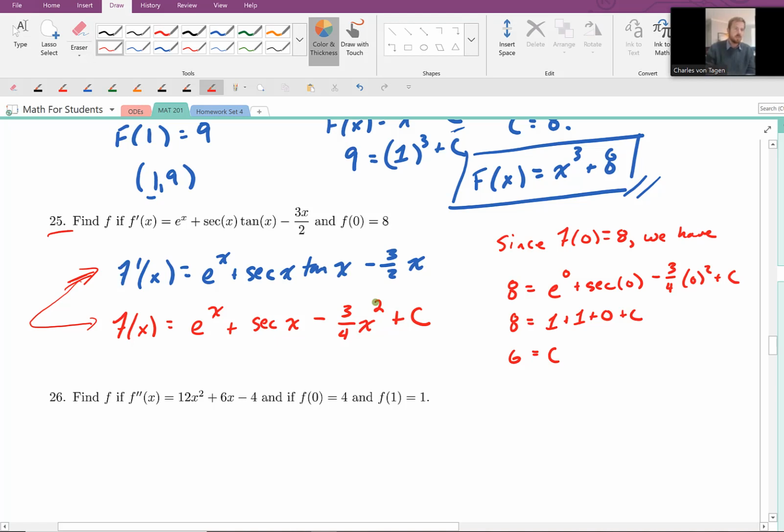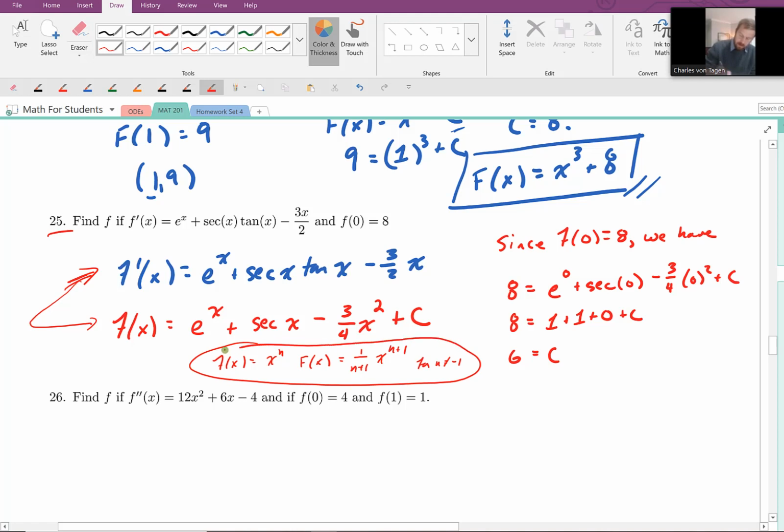Now you might have a little bit of trouble with that one, but remember you can use your power rule for antidifferentiation, which says that if f of x is equal to x to the n, its antiderivative is equal to 1 over n plus 1, x to the n plus 1, and this holds for n not equal to negative 1. So that's the power rule that I used to calculate this antiderivative. If you have questions on that, please see me.